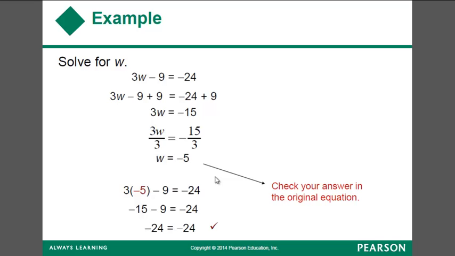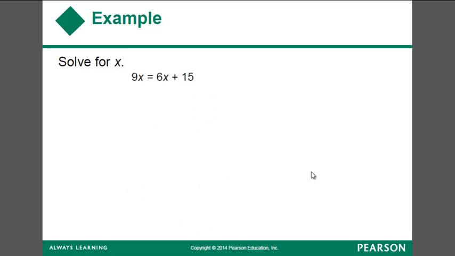Let's look at another example. Here I want to solve for x. I have 9x equals 6x plus 15. Notice I have x's on both sides. My variable shows up on both sides of the equal sign.